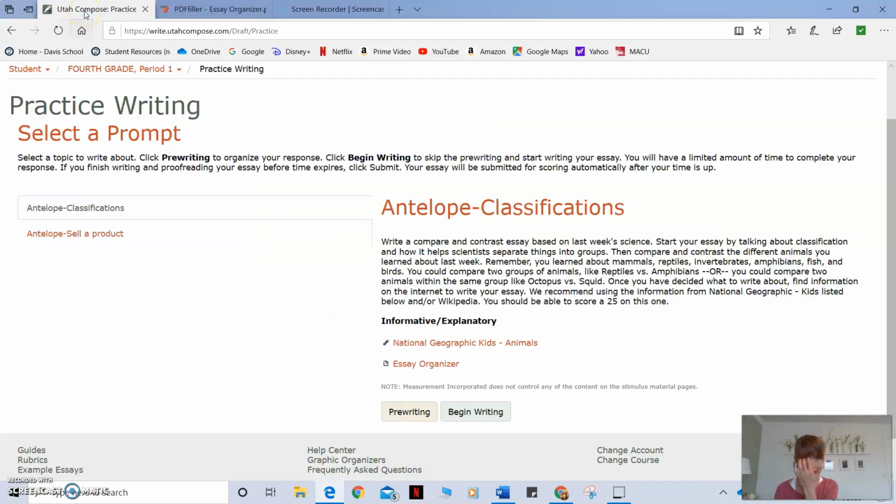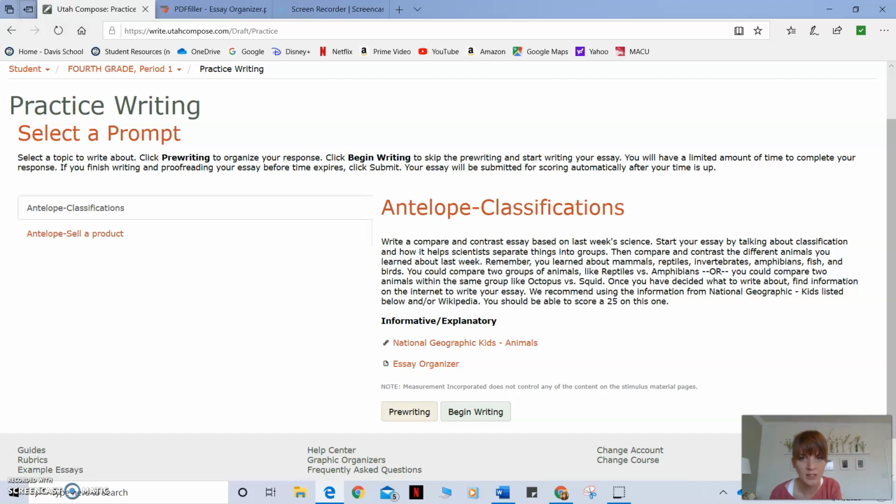Write a compare and contrast essay based on last week's science. Start your essay by talking about classification and how it helps scientists separate things into groups. Wait, that's the first thing it's asked me to do.